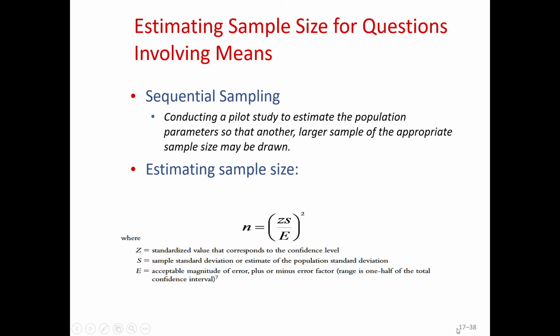For the moment, assume that the standard deviation has been estimated in some preliminary work, and if our concern is to estimate the mean of a particular population, the formula for the sample size is the one that we see here. Z is the standardized value that corresponds to the confidence level. S is the sample standard deviation, an estimate of the population standard deviation, and E is the acceptable magnitude of error, plus or minus the error factor. Range is 1/2 of the total confidence interval.